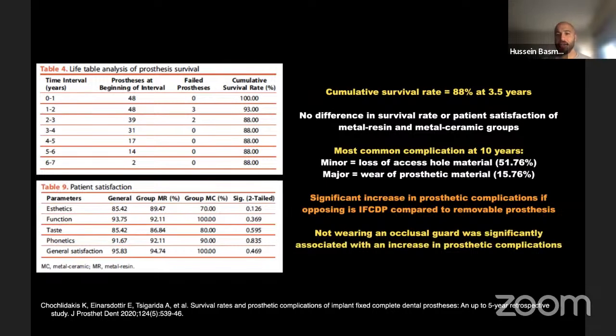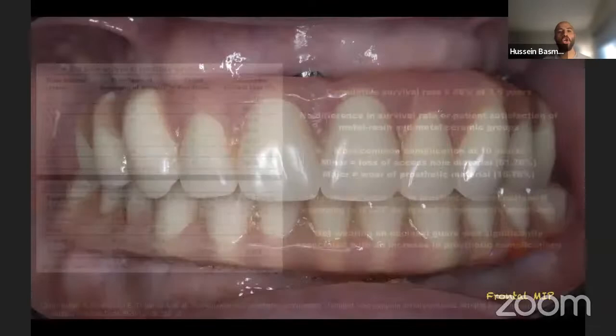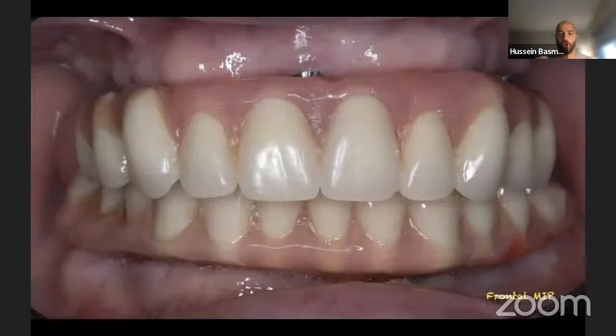And definitely there is a significant increase in prosthetic complications if the opposing implant fixed prosthesis is compared to a removable prosthesis, because here we know that the patient will lack proprioception and his biting forces are higher. So we have to do something that can decrease the forces, such as fabricating an occlusal guard in such cases. This is a patient that presented with this kind of prosthesis.